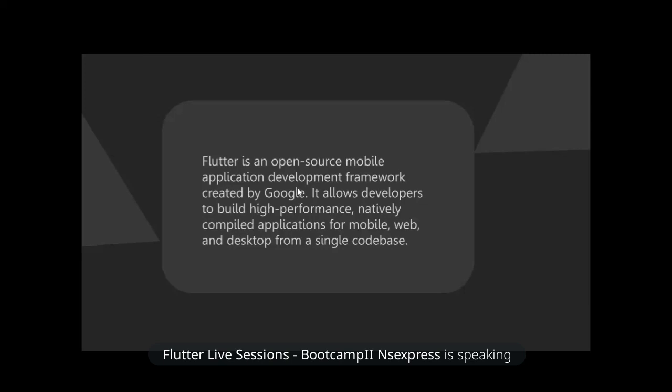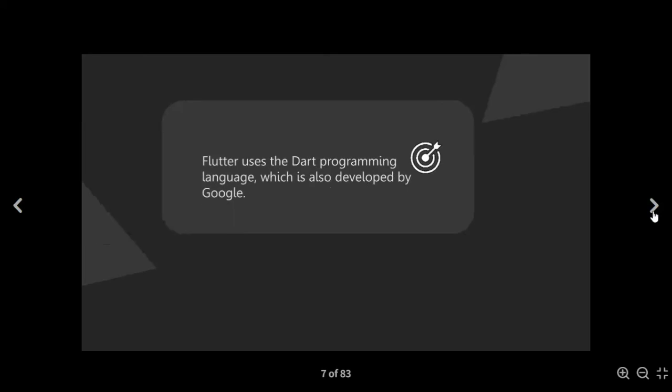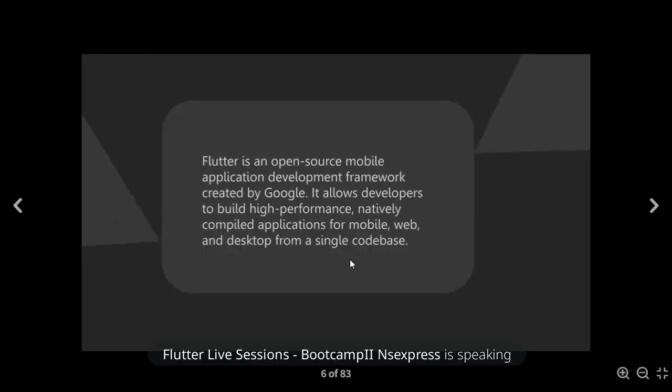It is an open source mobile application development framework created by Google, and it allows developers to build high performance natively compiled applications for mobile, web, and desktop from a single code base. What does natively compiled application mean? We have hybrid applications and native applications. Who can tell us what a hybrid application means? Please unmute yourself. Who can tell me, please, let's be fast. Who can tell us the difference between native apps and hybrid apps?